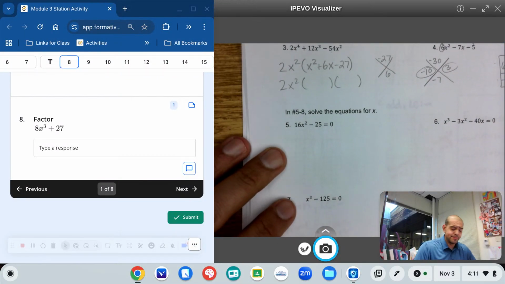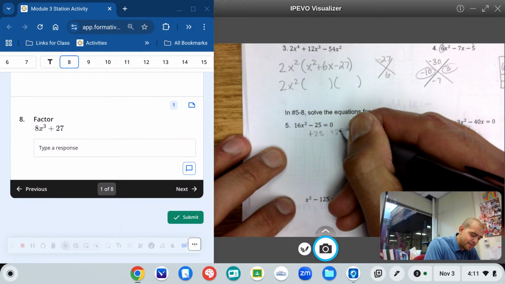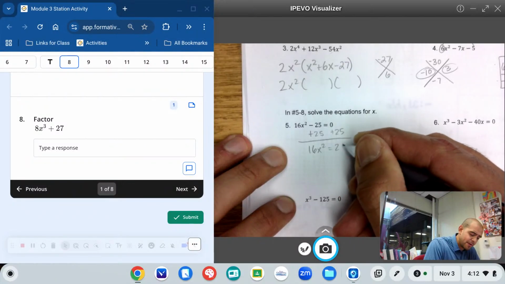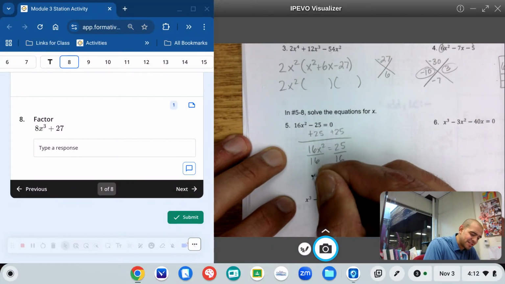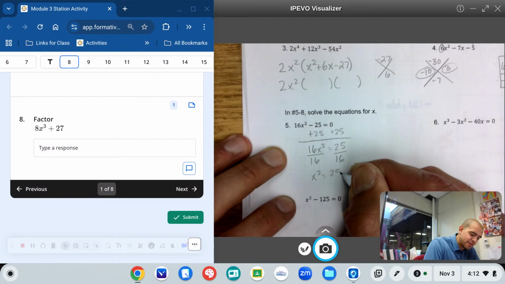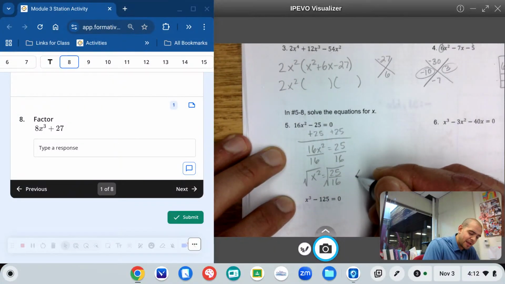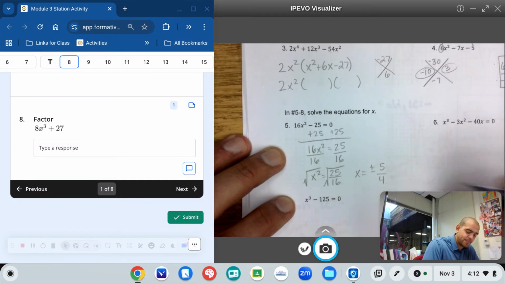Let's solve for x squared. So we're going to add 25, 16x squared is equal to 25. Divide both sides by 16. x squared is equal to 25 over 16. Take the square root of both sides, and x equals plus or minus 5 over 4.